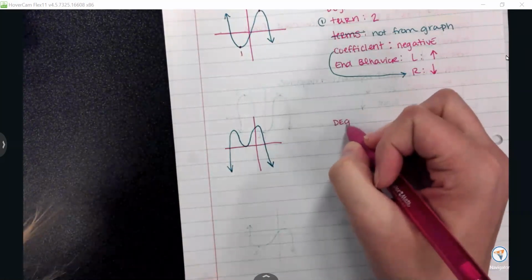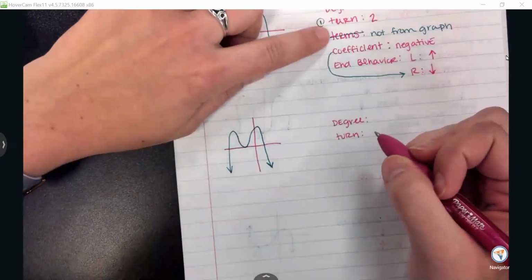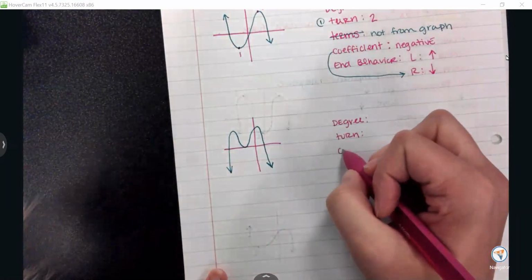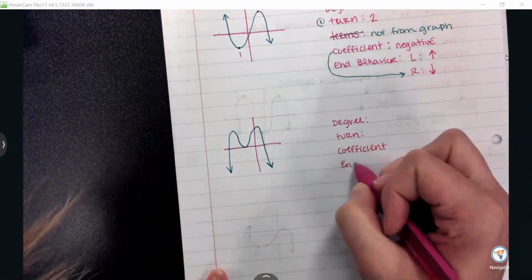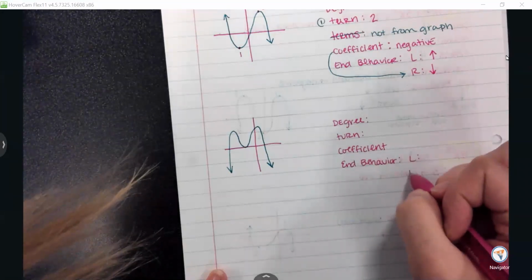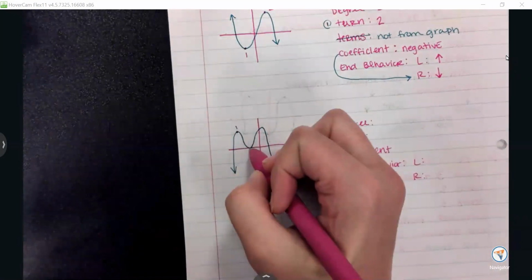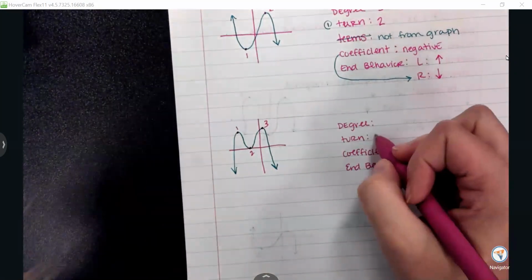Okay. All right, so I need a degree, turn. Remember, terms we can't get from a graph, so I'm not going to write that on there. Coefficient, and then my end behavior. Left side and right side. Okay, so first I like to start at turns. How many turns do I have? Let's count them. 1, 2, 3 turns. So I now have 3 turns.